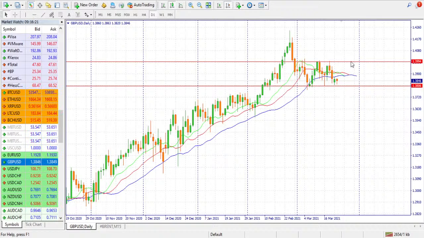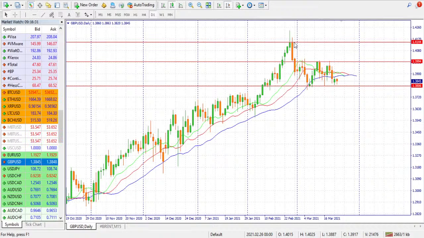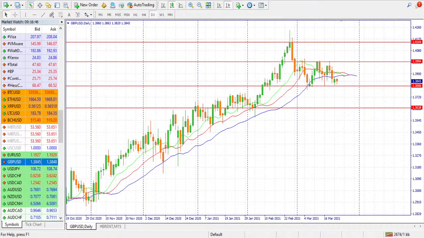But in case the price goes and closes beyond 1.3994, then that will mean we are continuing upwards, at least up to this point, 1.4144. And in case the price breaks below 1.3806, then that will mean we are continuing to the lower side, at least up to around 1.3638. So that's my opinion on this chart.